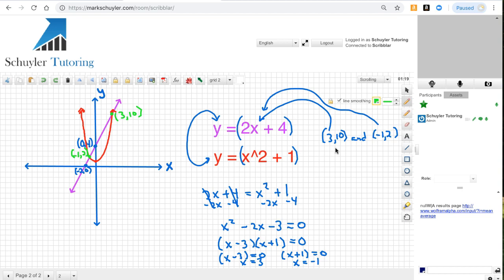So there you've seen it. We have found points of intersection of a line and a parabola.